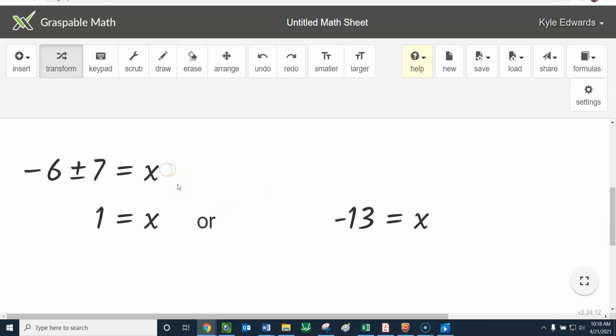Voila, you guys are using the square root property. Don't forget the plus or minus symbol. Moving on.